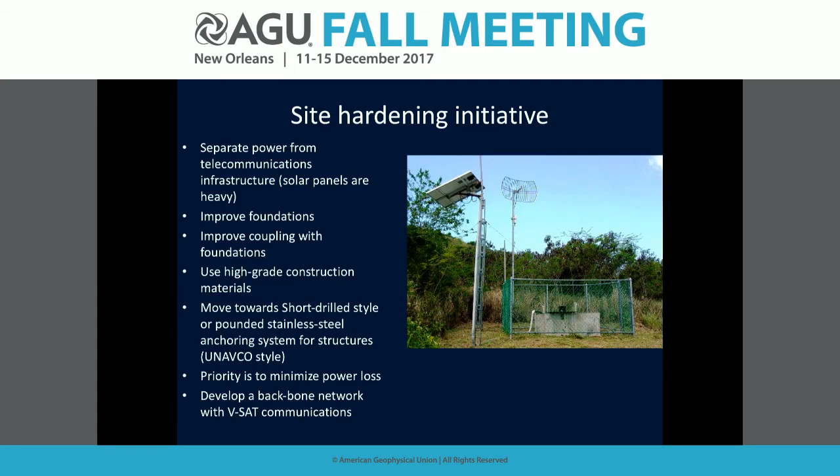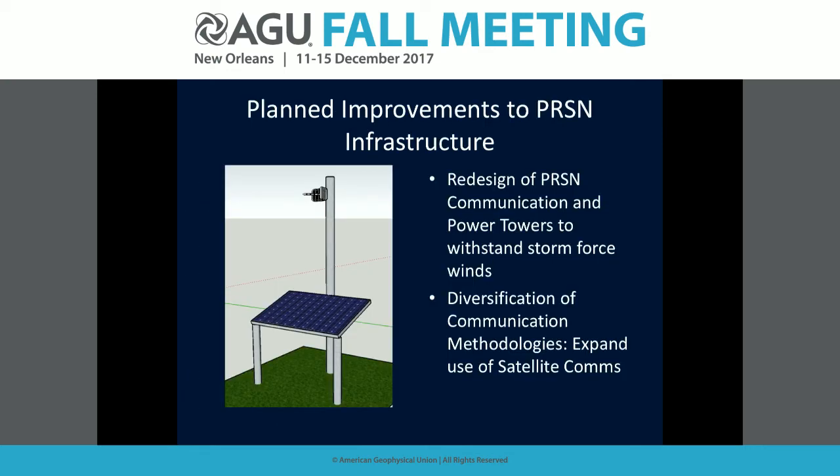So beyond that, we're also going to do some hardening of our sites. The first thing we're going to do is, as I mentioned, the solar panels act like a sail and they're heavy. We're going to separate our solar panels from our communications towers. And we've come up with designs on how to install the solar panels. We're going to improve our foundations, improve the coupling. We're going to be working, hopefully, with some of our civil engineers at the university to help do some redesigns. And I'm going to show you a couple examples of what we're going to move to in our solar panels.